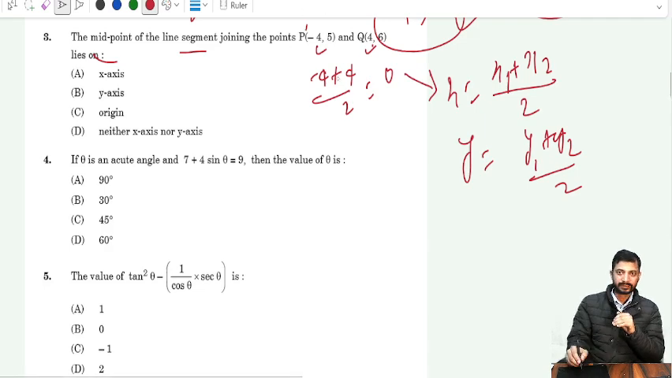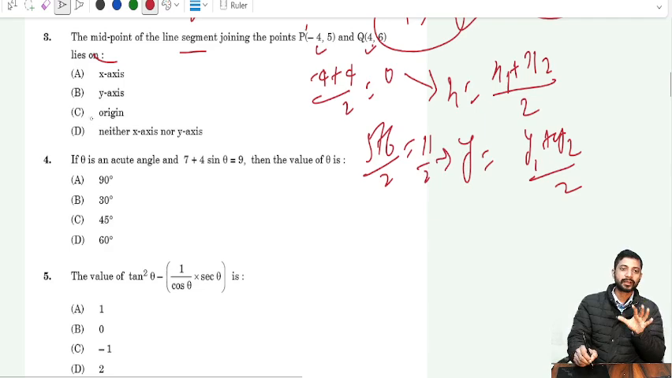Solve the next, the value of y. However, without finding the value of y, you can easily find this. How? Just see. But to calculate the exact answer, solve the value of y also. This gives you plus 5 plus 6. If you do plus 5 plus 6 divided by 2, this gives you 11 by 2. So the value of y of the midpoint is 11 by 2.